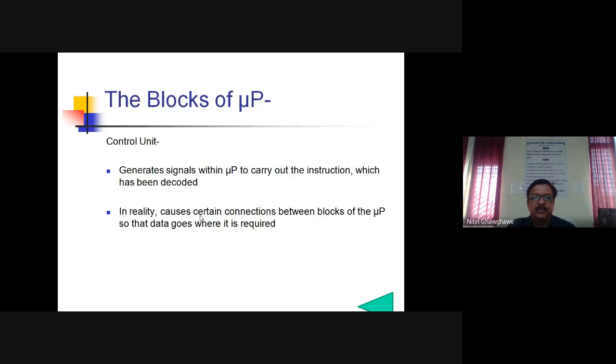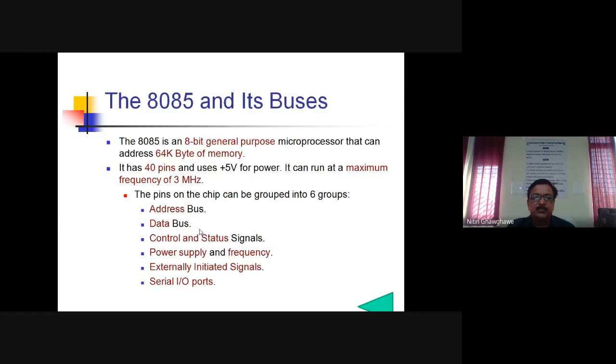Well, so all these 40 pins, they can be grouped into 6 groups. Address bus. Just a moment.